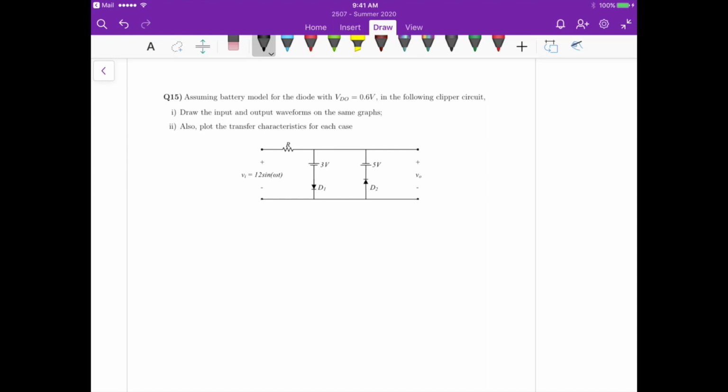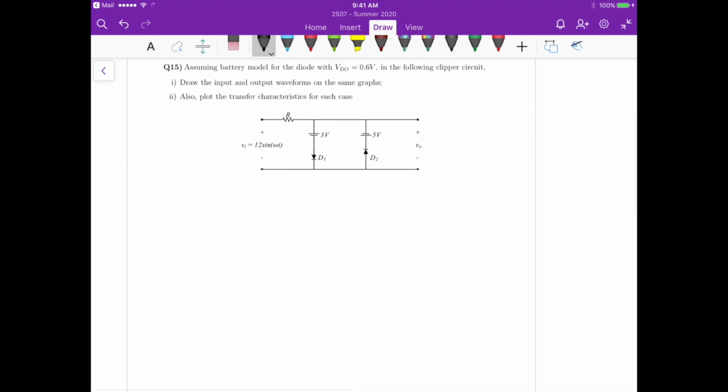For question 15, we have to assume the battery model for the diode. So the voltage is 0.6 volts for each one of the diodes in the following clipper circuit. First we need to draw the input and output waveforms on the same graphs, and then also plot the transfer characteristic for each case.